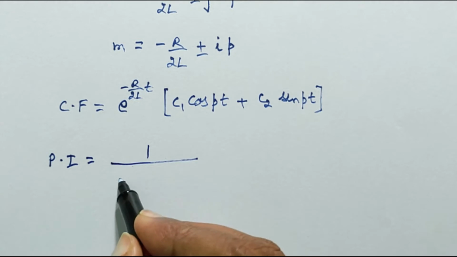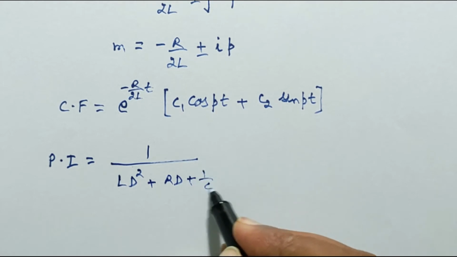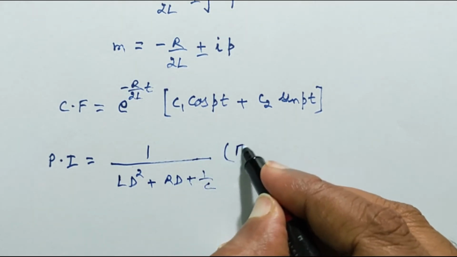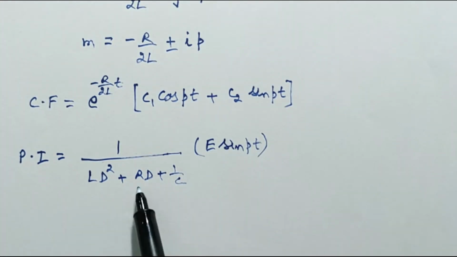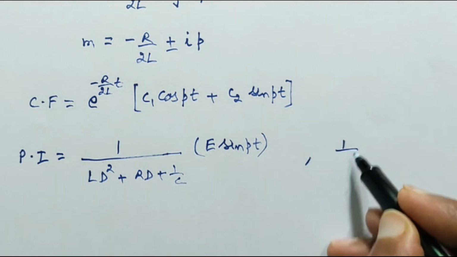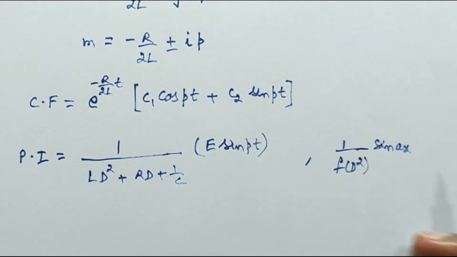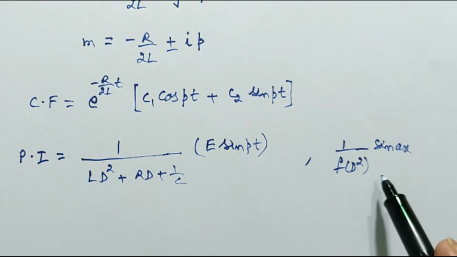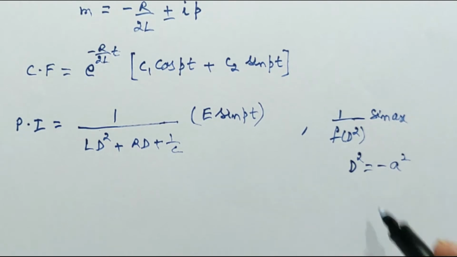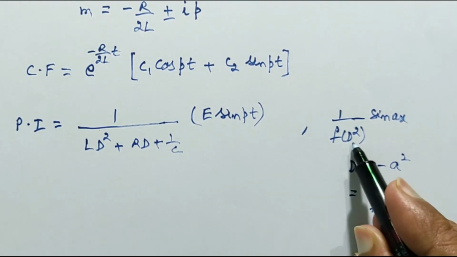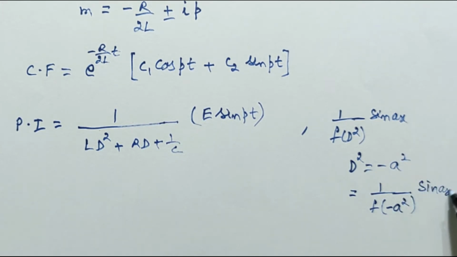1 by the operator L D square plus R D plus 1 by C times the right hand side of the differential equation, E sin PT. So this given expression is of the form 1 by f of D square times sin of ax. So whenever you want to find the particular integral of this form, you have to replace the value of D square by minus of a square. So 1 by f of D square will be replaced by minus a square times sin of ax.